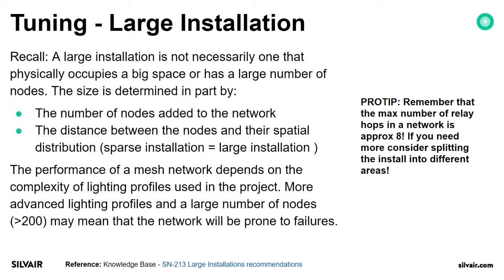The performance of a mesh network depends on the complexity of lighting profiles used in the project. More advanced lighting profiles and a large number of nodes, over 200, may mean that the network will be prone to failures. Always remember that the maximum number of relay hops in a network is approximately 8. If you need more, consider splitting the installation into different areas.